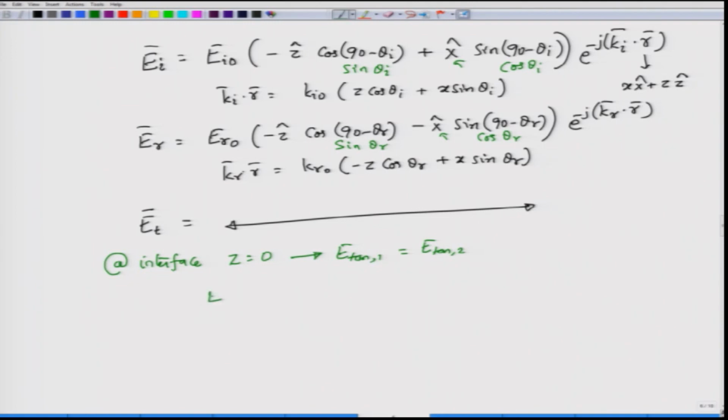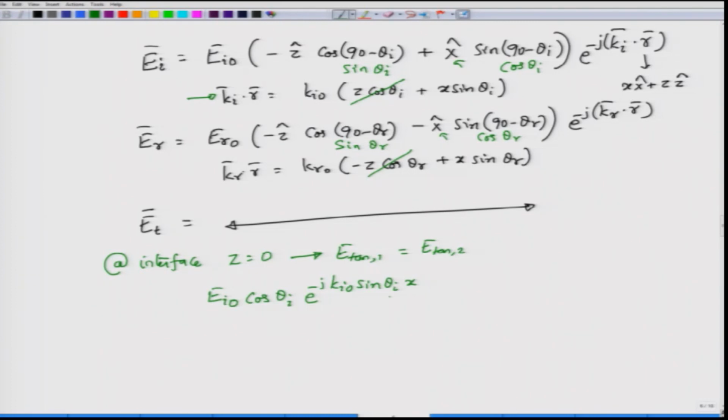what we obtain is an equation which says: E_i0 cos theta i from the incident expression, times e to the power minus j k_i0 sin theta i times x. Remember, in this expression k_i dot r, I am going to put z equal to 0, which causes this term to go to 0. Similarly, in k_r dot r, this term will go to 0. So, I am only left with these terms with theta i and theta r with respect to x.